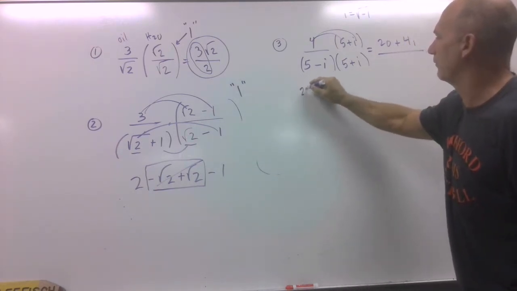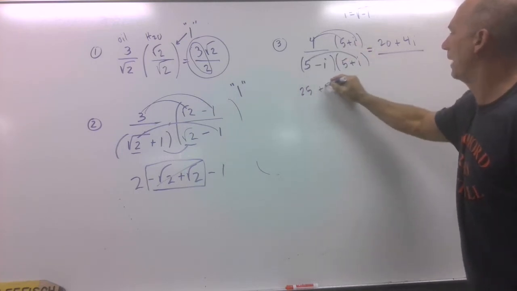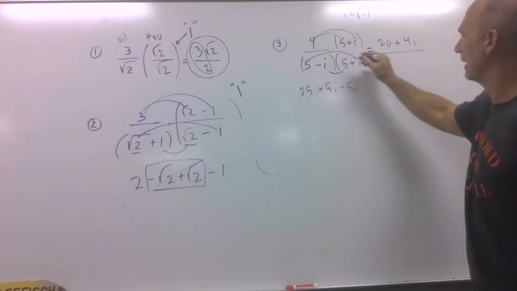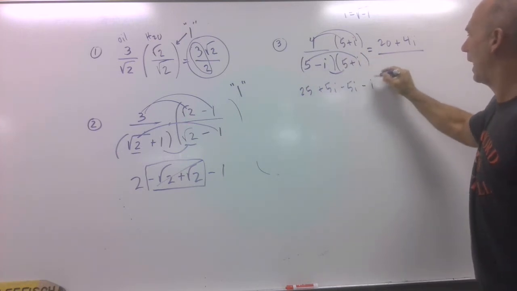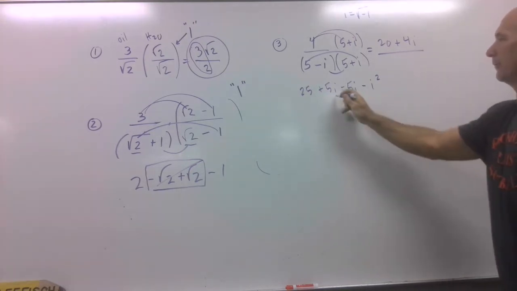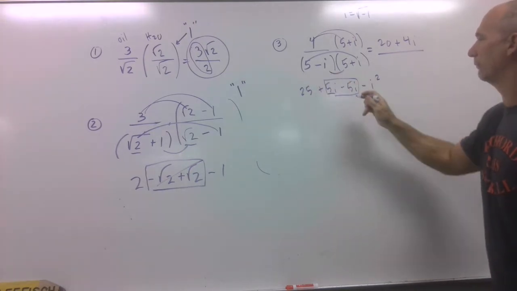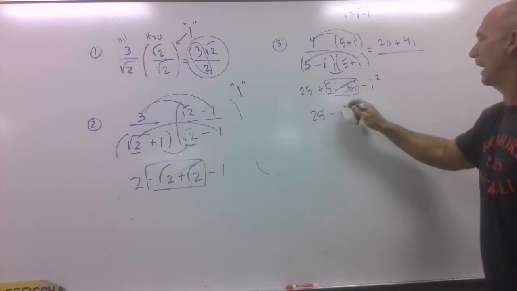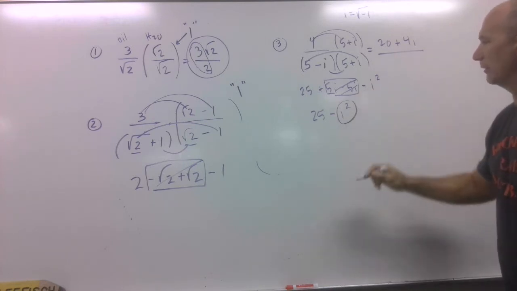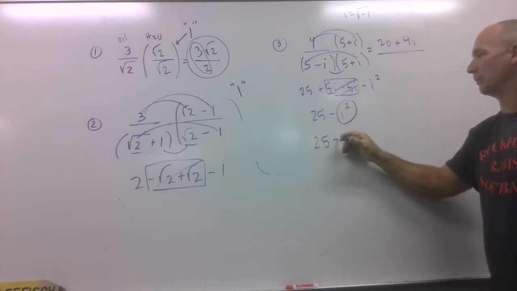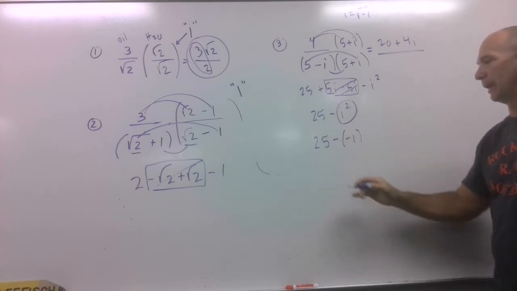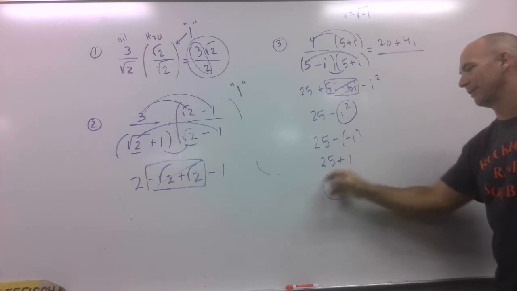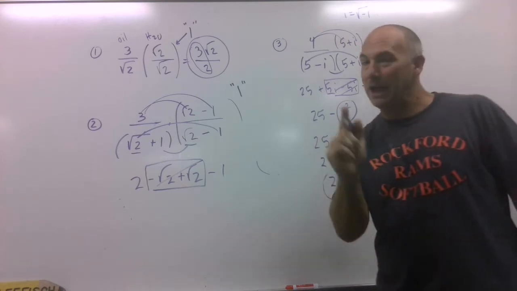5 times 5 is 25. Outside would be 5i. Inside would be negative 5i. Negative i times positive i is a negative i squared. Now, first things first, look at it. Those cancel. Now I end up with 25 minus i squared. What is i squared? i squared can always be replaced with a negative 1. So I have 25 plus 1, which is 26. A lot of little rules. Okay, I'm not done yet.